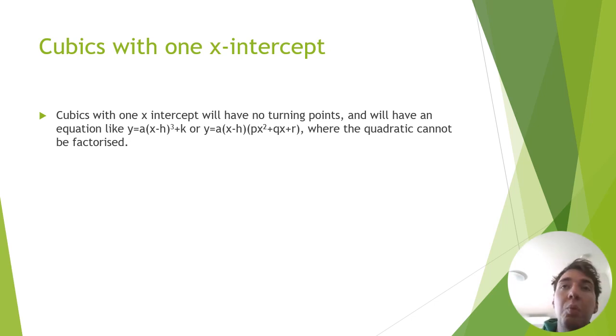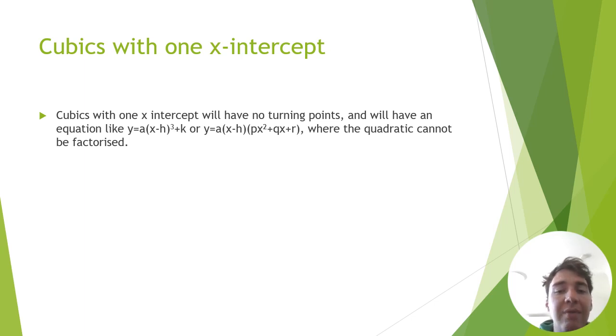Okay, so in that one x-intercept case, we have two potential equations. One of the equations is like we saw on Monday, right? The y equals a(x minus h) cubed plus k, and we find our stationary point of inflection at (h, k).